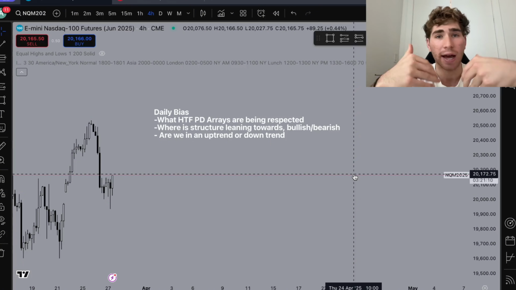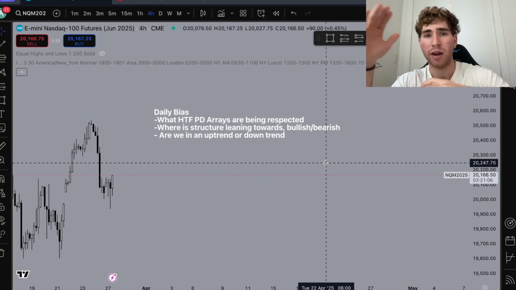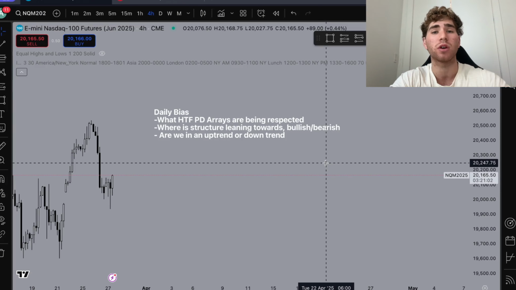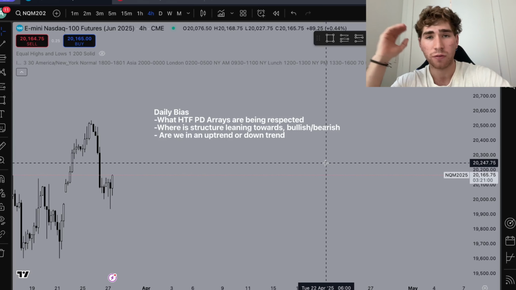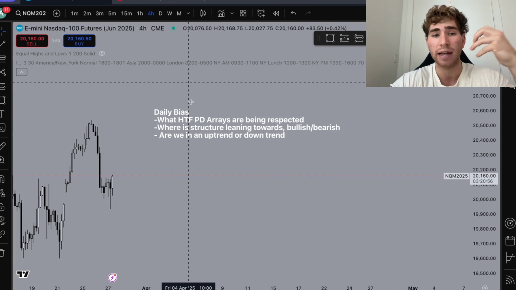So the way I trade continuation based models, meaning I will only trade with the trend. If I am bullish, I will only go for longs. If I am bearish, I will only be looking for shorts. Meaning, to look for longs, we have to be in an uptrend, and to look for shorts, we have to be in a downtrend. It is that simple.